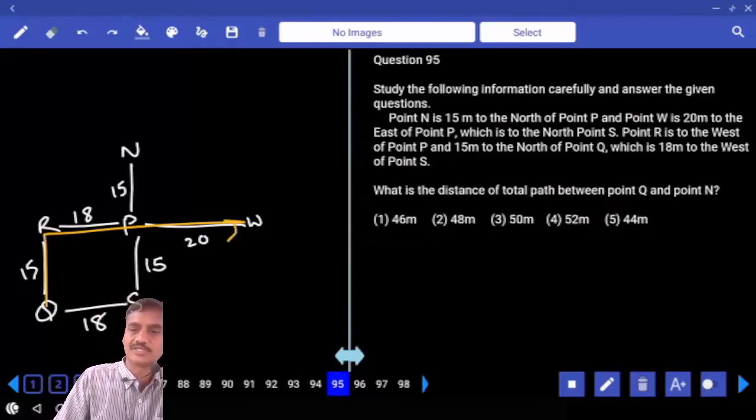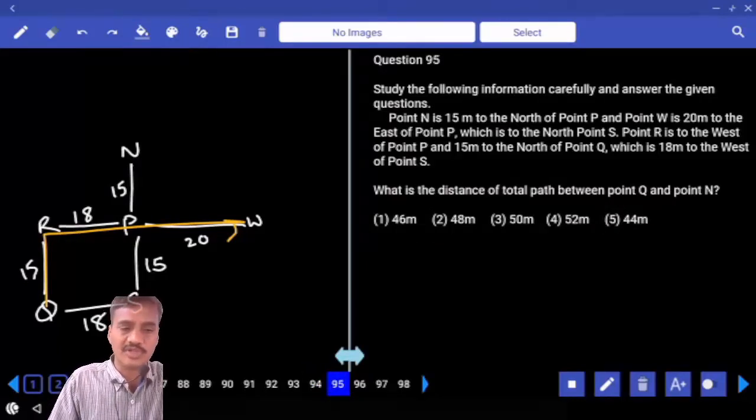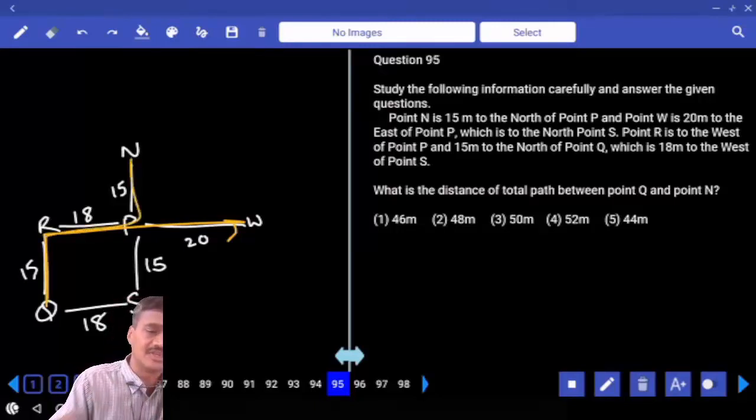95, what is the total path distance between Q and N? Between Q and N we need to find the distance 15 plus 18 plus 15. So what is your answer here? 48, choice 2, question number 95.